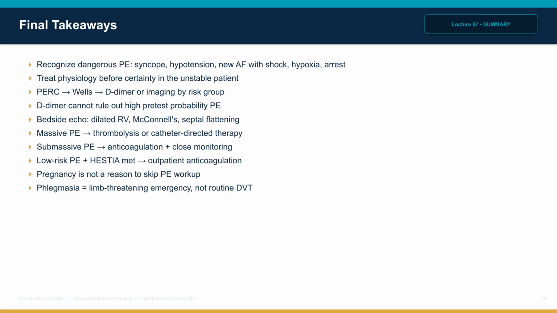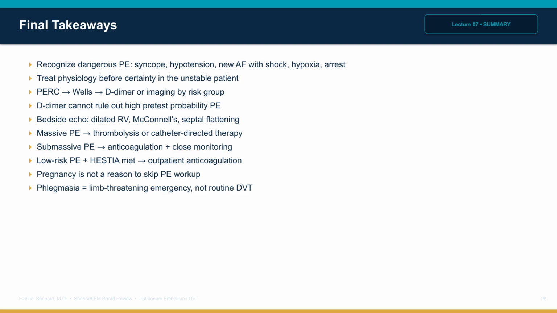The final takeaways are these. Recognize the dangerous PE phenotype early: syncope, hypotension, new atrial fibrillation with shock, hypoxia, or arrest. Treat physiology before certainty when the patient is unstable. Use risk stratification, PERC, Wells, PESI, to choose the right test for the right group. D-dimer cannot rule out high pretest probability PE. Bedside echo can support the diagnosis when imaging is delayed.